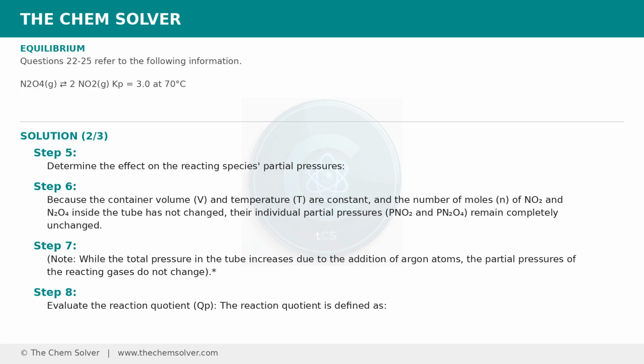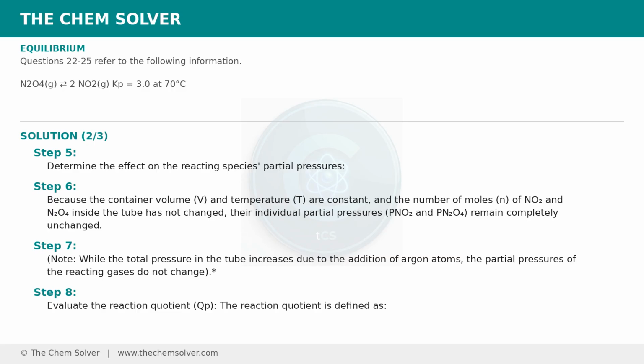Determine the effect on the reacting species' partial pressures. Because the container volume, V, and temperature, T, are constant, and the number of moles, n, of NO2 and N2O4 inside the tube has not changed, their individual partial pressures, P_NO2 and P_N2O4, remain completely unchanged. Note, while the total pressure in the tube increases due to the addition of argon atoms, the partial pressures of the reacting gases do not change.